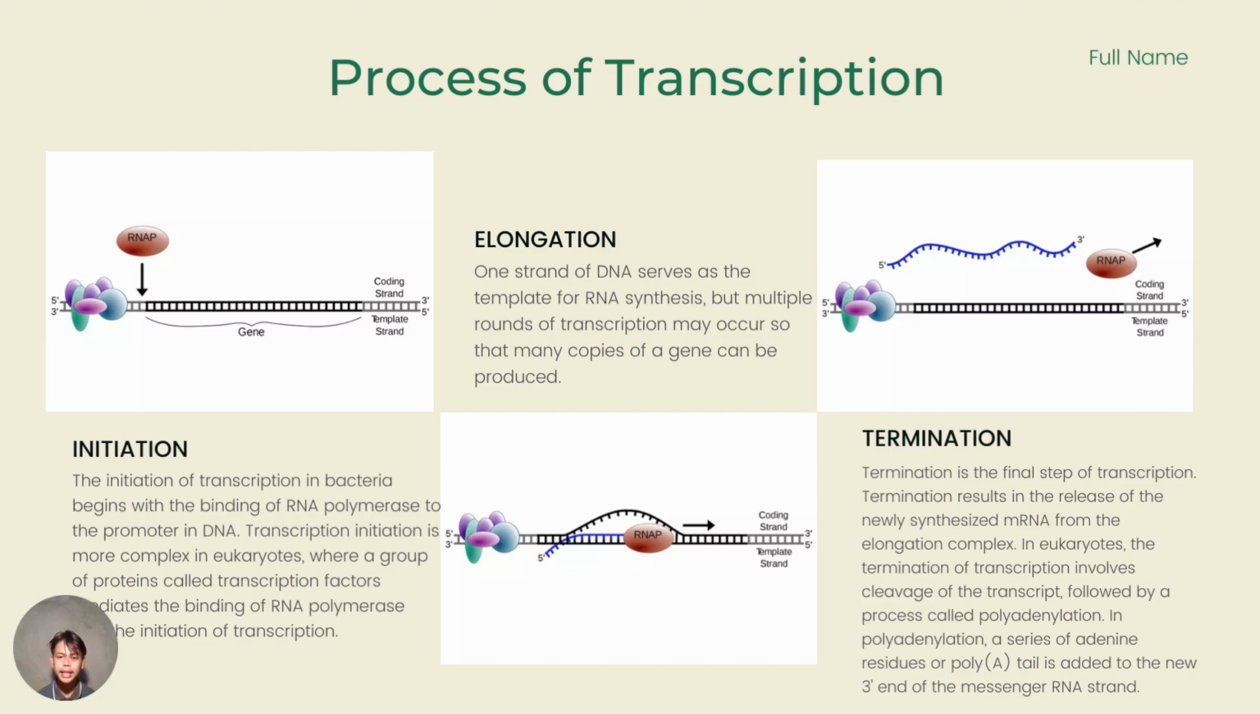Termination results in the release of the newly synthesized mRNA from the elongation complex. In eukaryotes, the termination of transcription involves cleavage of the transcript followed by a process called polyadenylation. In polyadenylation, a series of adenine residues, or poly A tail, is added to the new 3 end of the messenger RNA strand.